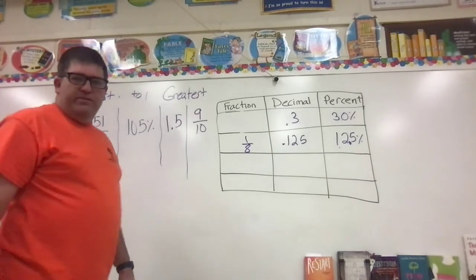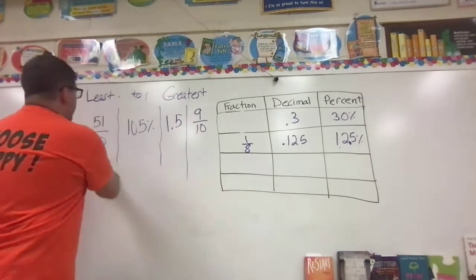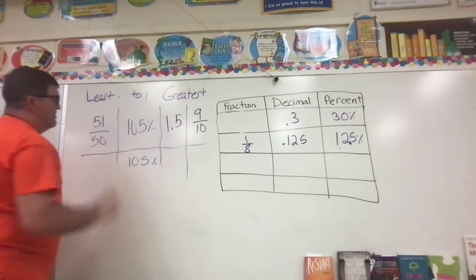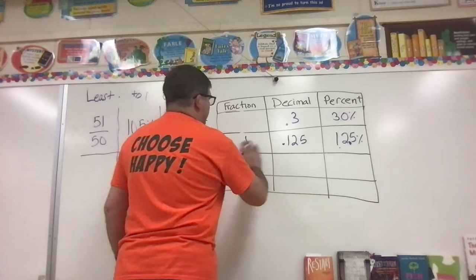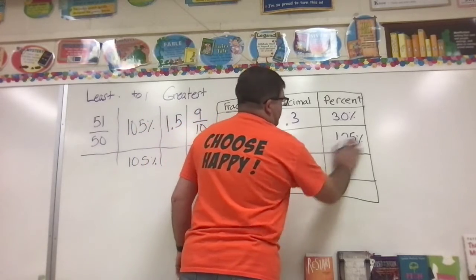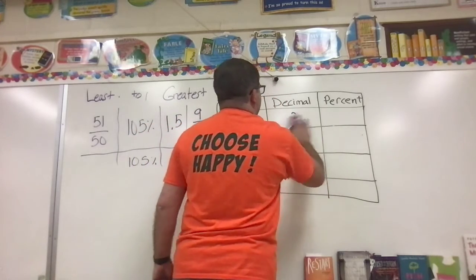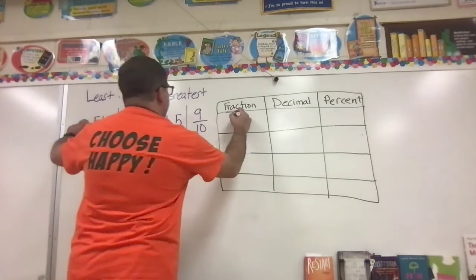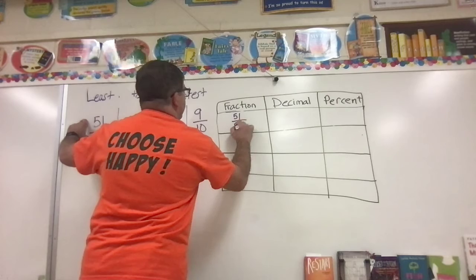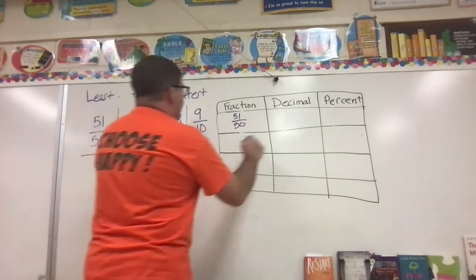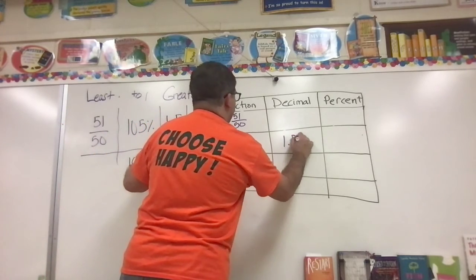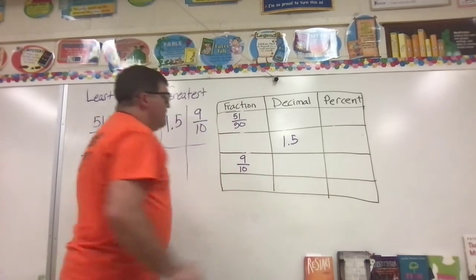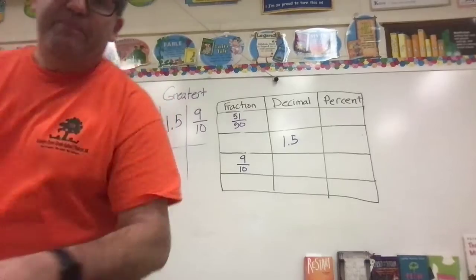I'm going to get them all to be percents. Well, this one, 105%, is a percent. But these other ones are not. So let's put what they are, and then I'll get them to percents. So that's a fraction, 51 over 50. 1.5 is a decimal, and 9/10 is a fraction. Okay. So let's start with the top one.